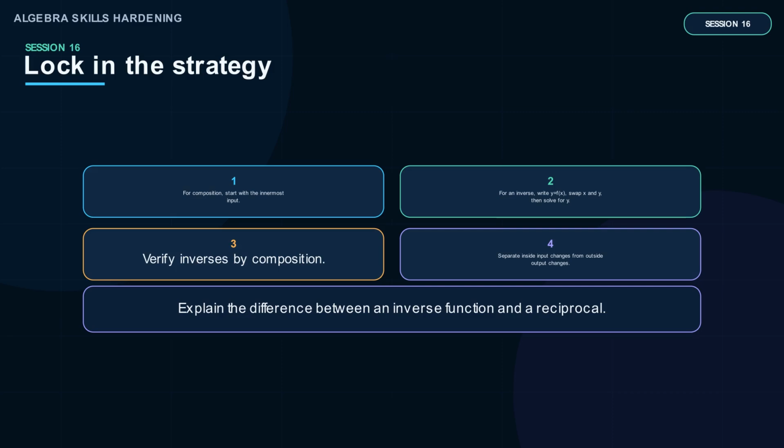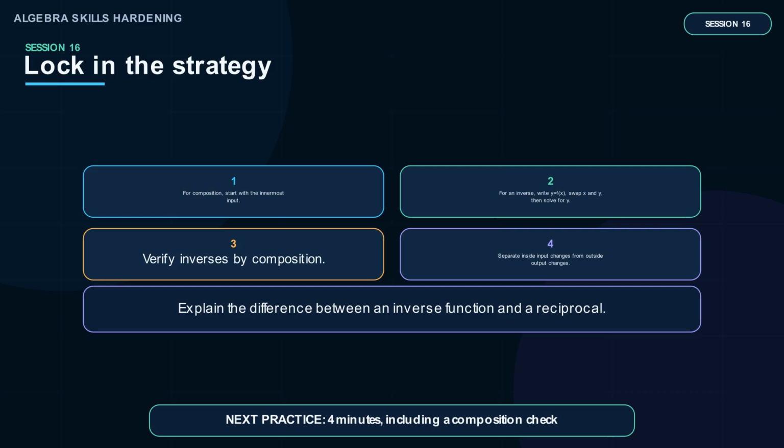Reflection. Explain the difference between an inverse function and a reciprocal. Name the error specifically so you can interrupt it next time. Practice one fresh problem within 4 minutes, including a composition check. Keep the work readable, check it independently, and carry the routine forward.